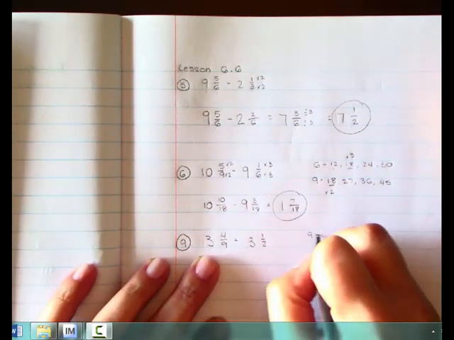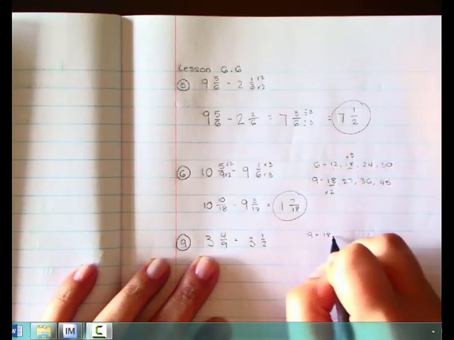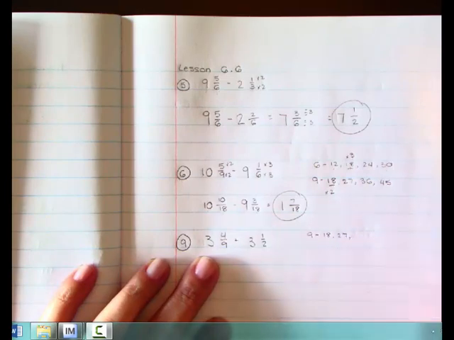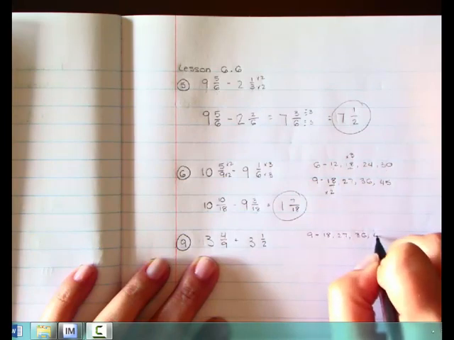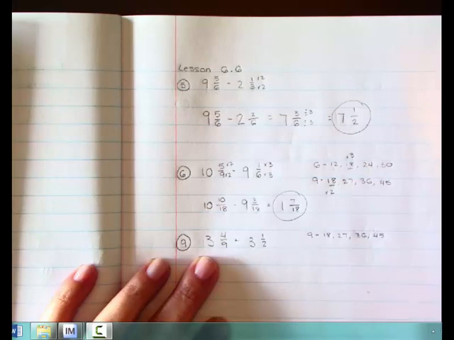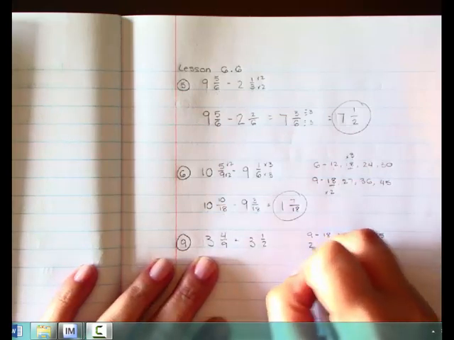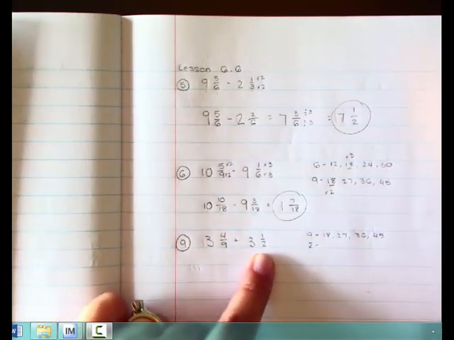Let's take a look at 9. Remember, we've done this up here. 9 times 2 is 18. 9 times 3 is 27. 9 times 4 is 36. 9 times 5 is 45. I could keep going. I'm going to stop for the moment because hopefully there's one in this set that will work. So now let's find it for 2.